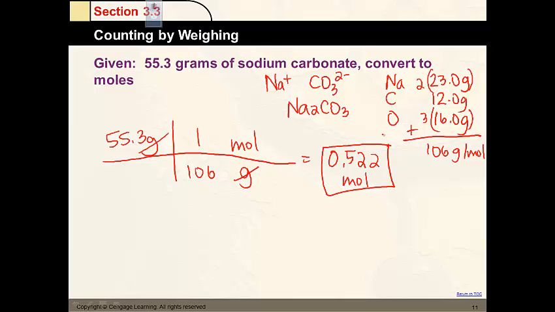And I know that that's my final answer because the unit is moles, and that's what we were asked to find, was moles. I hope that this helps out a little bit.